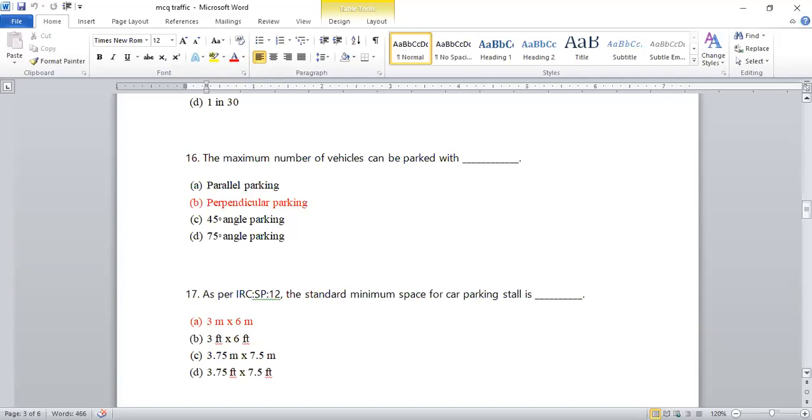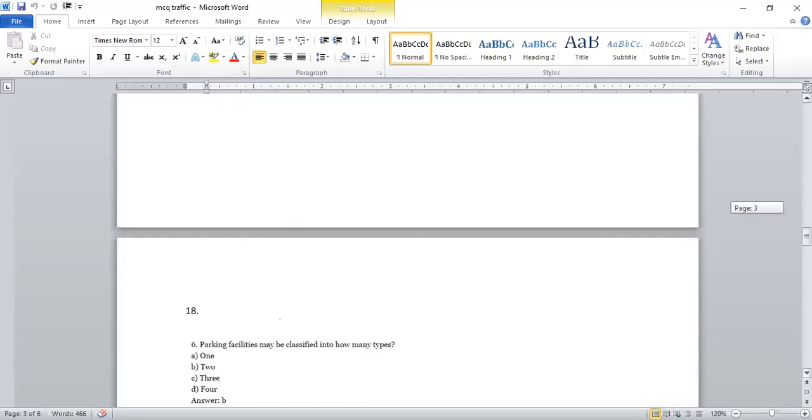Next one is, as per IRC SP12, the standard minimum space for the parking stall is how much? Parking minimum space is 3 meter to 6 meter. So that is the correct answer.